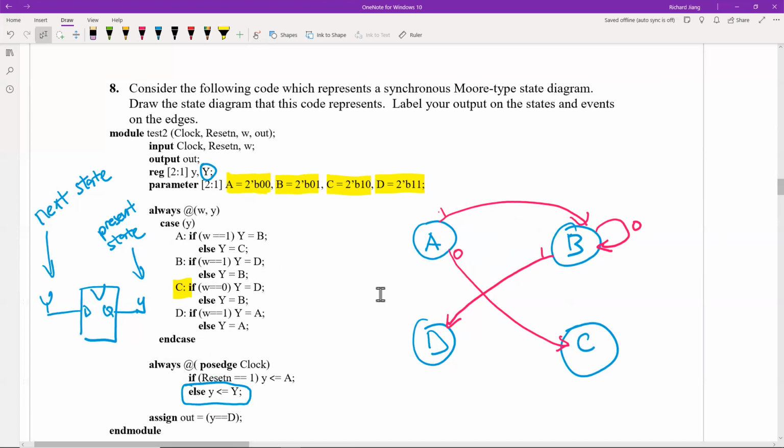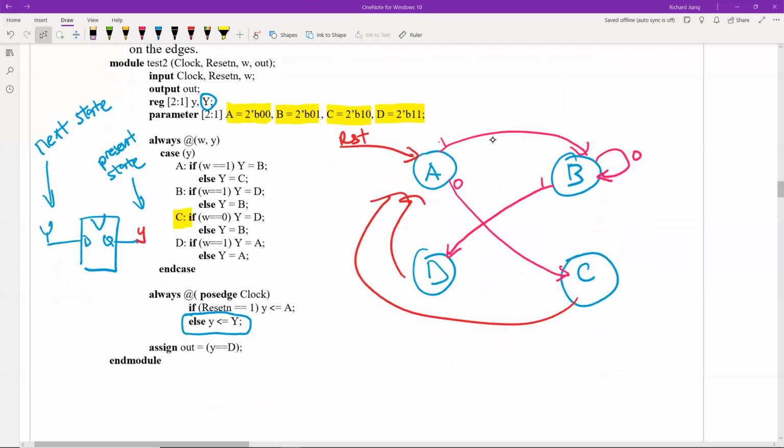Good. So now the only last thing to do is to see that there's also this reset. So if reset's ever asserted, see how if reset n is equal to 1, then we always make sure that the current state, so again, the present state, is equal to A. So there's a reset signal that comes into here, and really, there are a bunch of resets that go into it. It doesn't matter what state you're currently in.